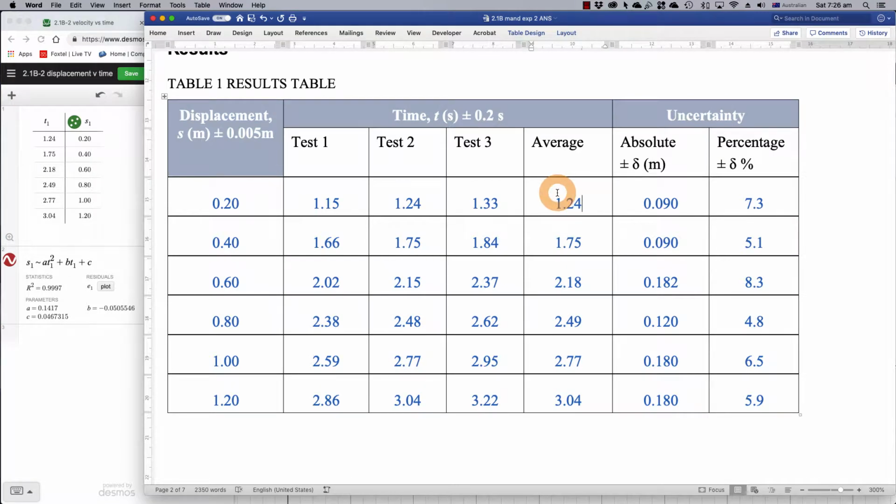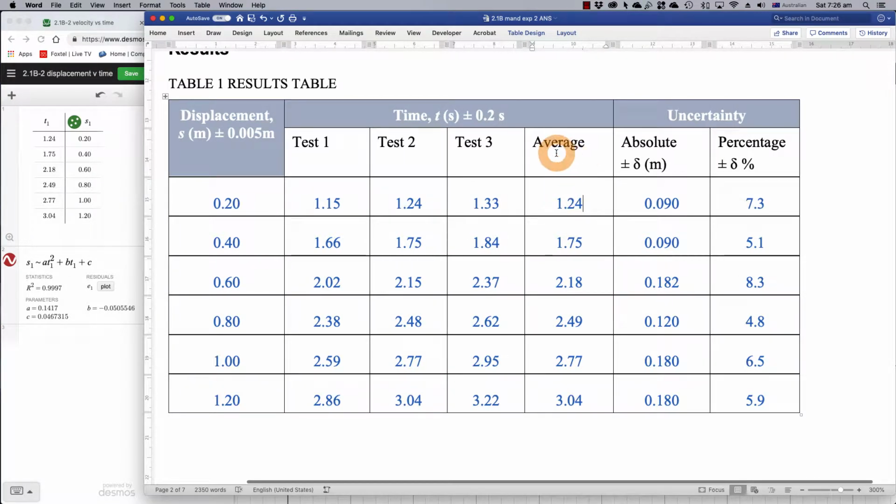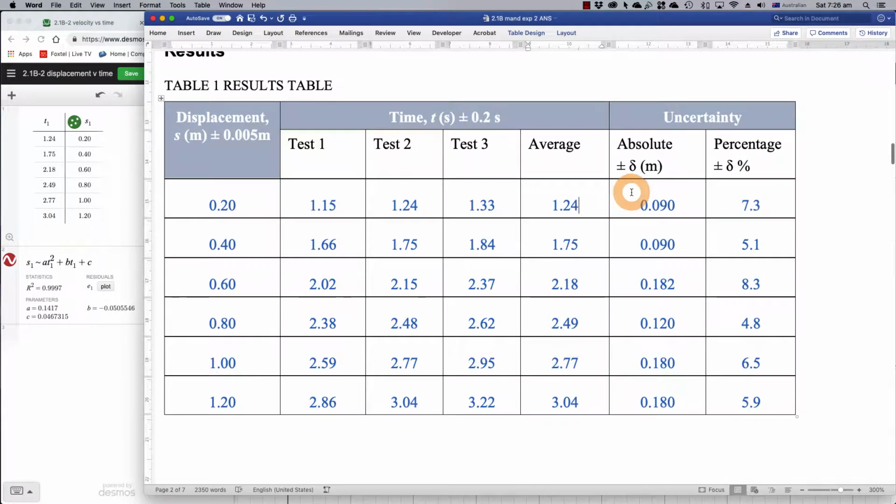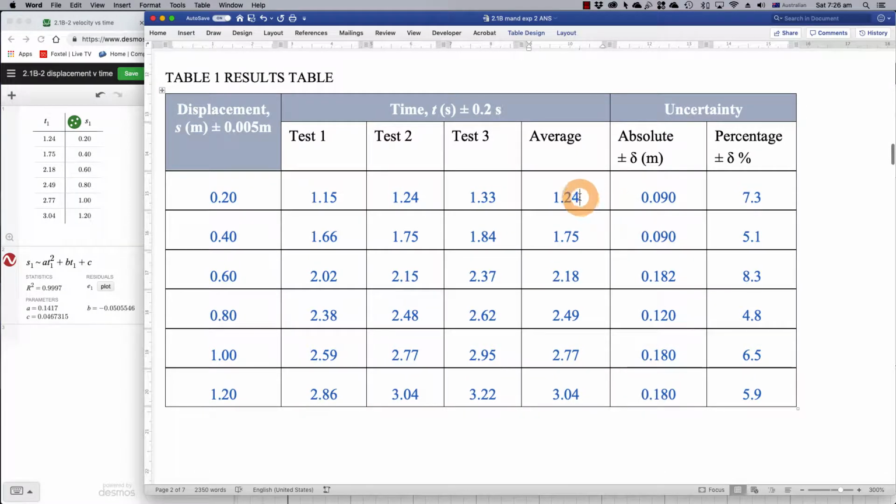Let me explain some of these values here and how they can be calculated, especially the absolute and percentage error. Here we have three measurements of time, 1, 2, 3. This is based on the three trials that we took. We're plotting the average time against the displacement here, but this value has got some error in it. You can see the smallest measurement was 1.15 seconds and the largest was 1.33.